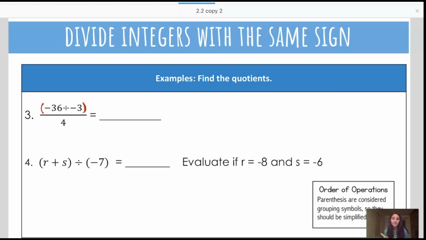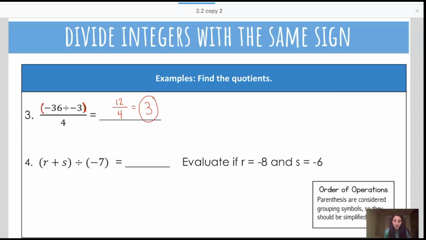Well, it's a negative divided by a negative, so they're the same, so our answer will be positive, and 36 divided by 3 is 12. So the top simplifies to positive 12, and then we have to divide that by 4. Now we have 12 divided by 4, which is a positive divided by a positive, so our answer is positive, and 12 divided by 4 is 3.